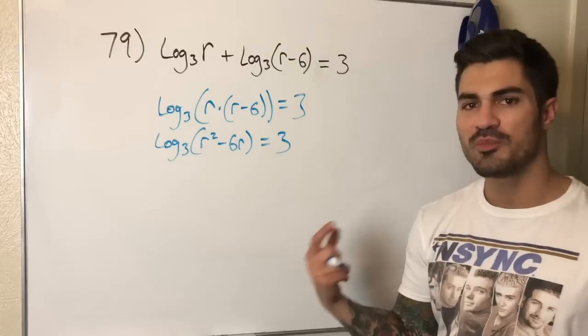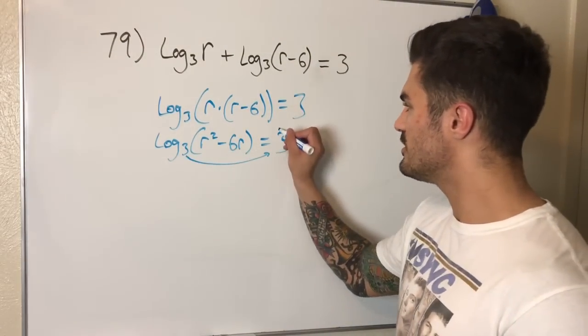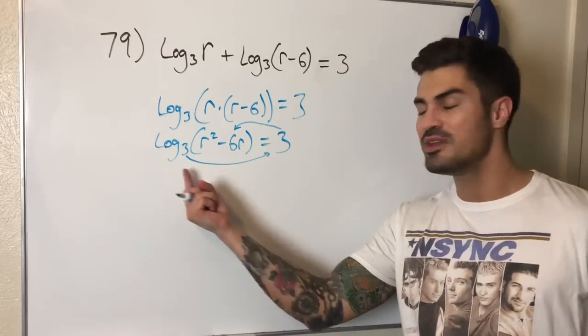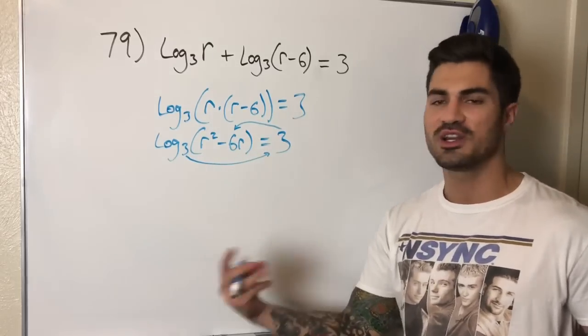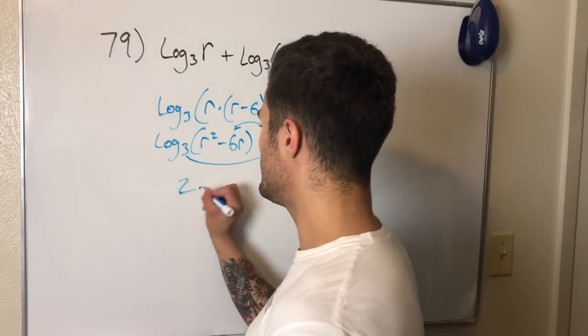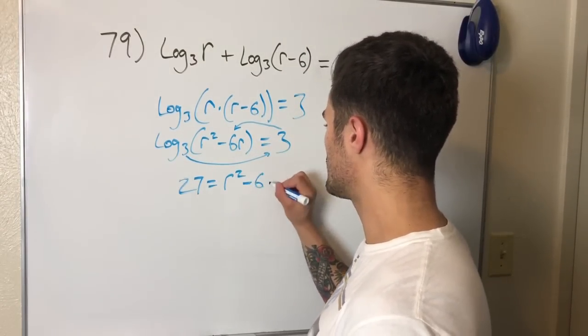And how does this work? Do you remember how to rewrite this? I remember it by drawing arrows. An arrow to this guy here, and then an arrow back to what's inside the log. So I can rewrite this as 3 to the third power equals r squared minus 6r. 3 to the third power is what? 27. So I have 27 equals r squared minus 6r.